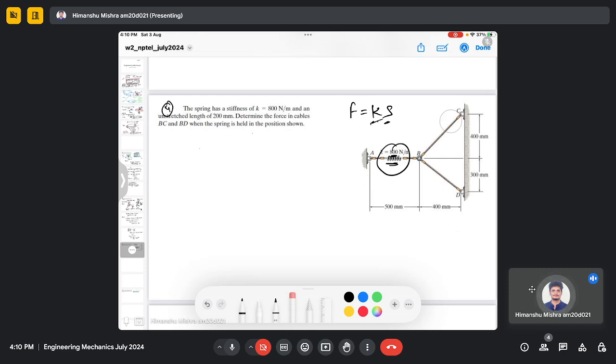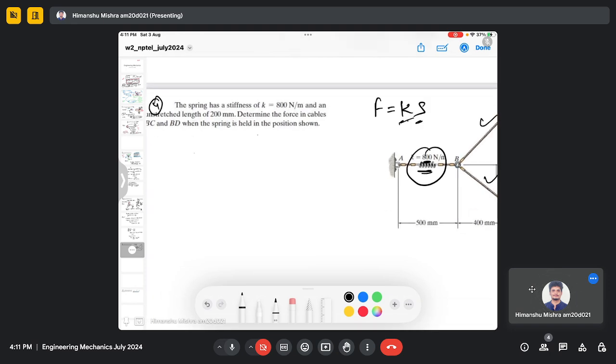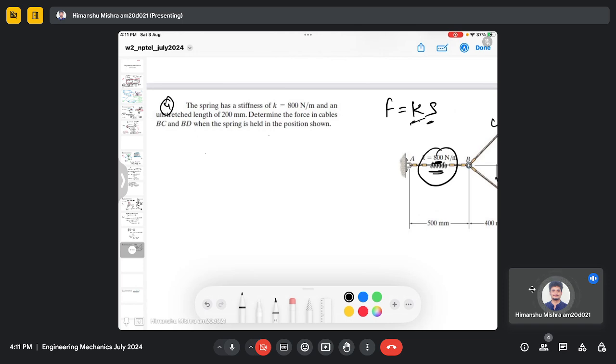And in the other cables, we will do the usual calculation. So first, let us find the spring force. In the question we are given that the spring has a stiffness of 800 Newton per meter and an unstretched length of 200 millimeter. Determine the force in cable BC and BD when the spring is held in the position shown.